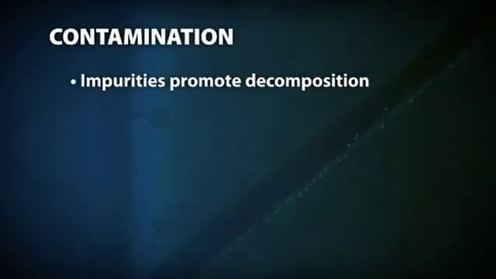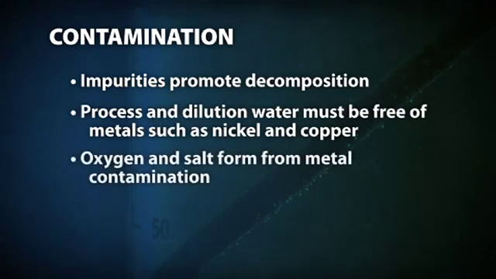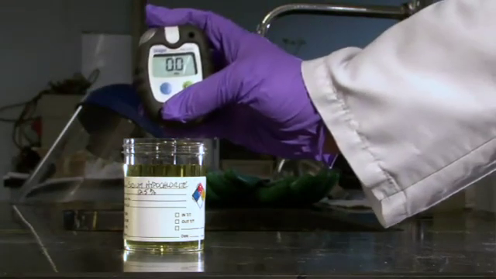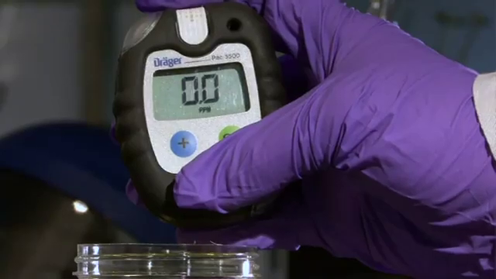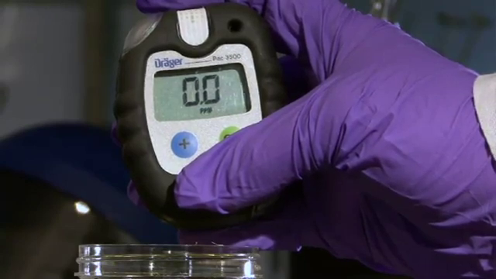Contamination. Numerous impurities promote the decomposition of sodium hypochlorite. Both process and dilution water must be free of metal contaminants, such as nickel and copper. Metal contamination tends to promote decomposition with the formation of oxygen and salt. Sodium hypochlorite solutions have virtually no chlorine gas in the vapor phase above the solution. The chlorine-like odor is due to low levels of hypochlorous acid vapor.